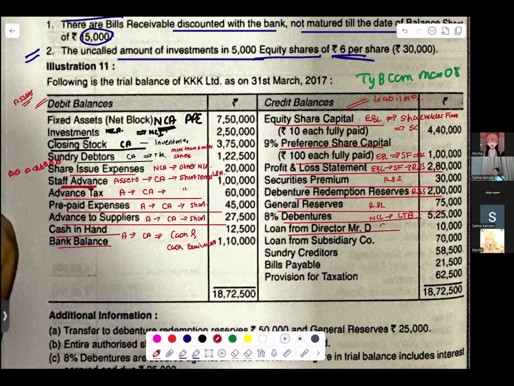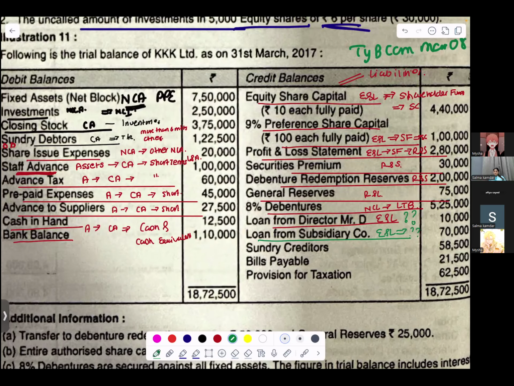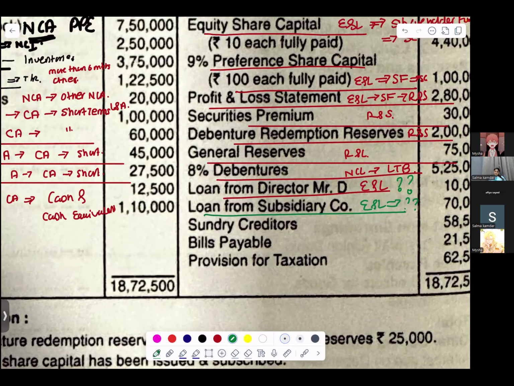I'll write equity and liability, and I'm yet to decide whether it is long term or short term. Loan from subsidiary. I'm yet to decide whether it is equity or liability. If I don't have any information, then where will it go? Short term borrowing or long term borrowing? If no information is given, this will go in long term borrowings.